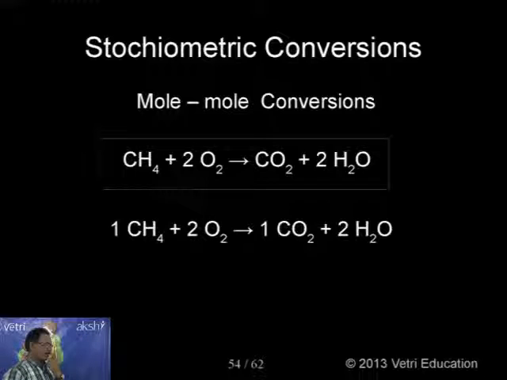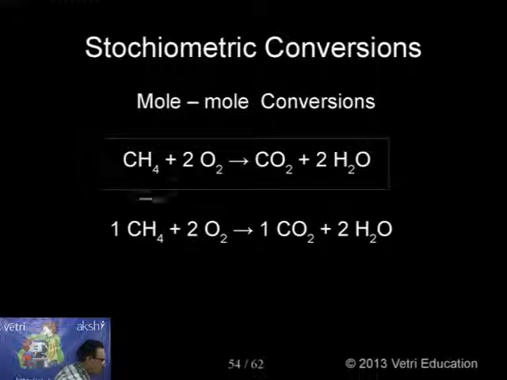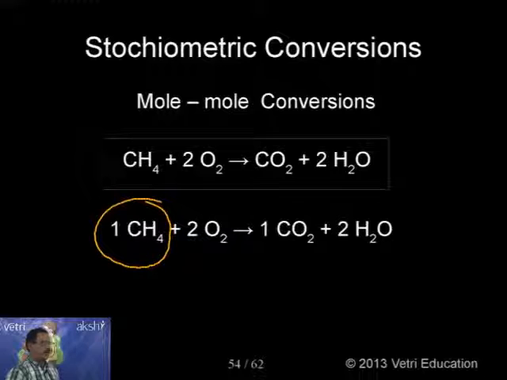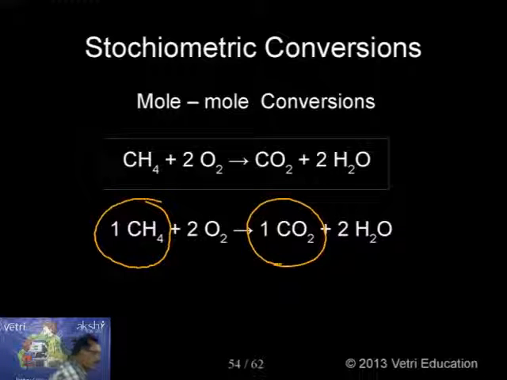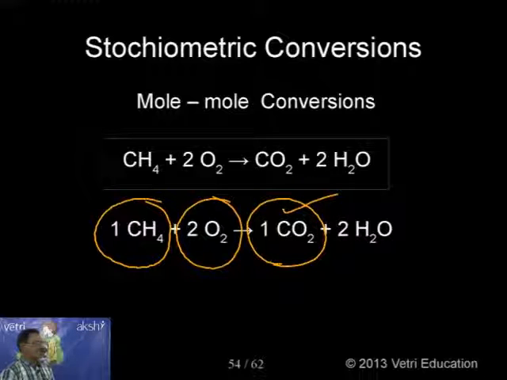So from the stoichiometry, now in terms of mole-mole conversion, I can speak easily. 1 mole of methane is required to produce 1 mole of carbon dioxide. Stoichiometrically, if I burn methane in excess oxygen, 1 mole of methane will produce 1 mole of carbon dioxide. In other words, if I use 2 moles of oxygen, it will automatically produce 1 mole of carbon dioxide. So these are the mole-mole conversions.